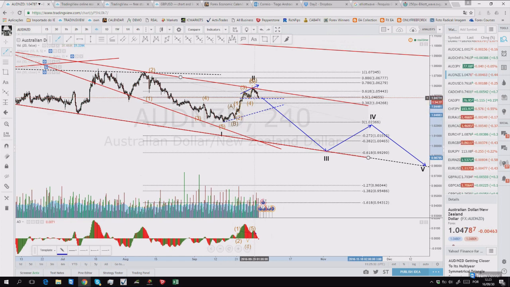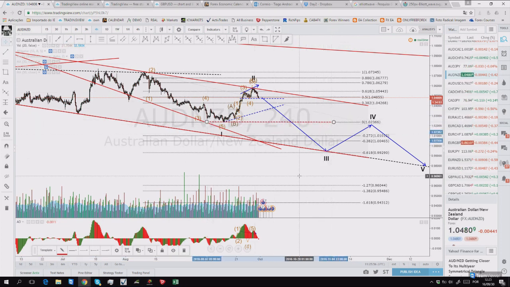Okay, so this is where I went in. If it goes below this blue line, I'll be comfortable. If it breaks this other blue line, I'll probably add to it. And if it breaks this low, I'll be very comfortable. I know, okay, I'm in a good place.